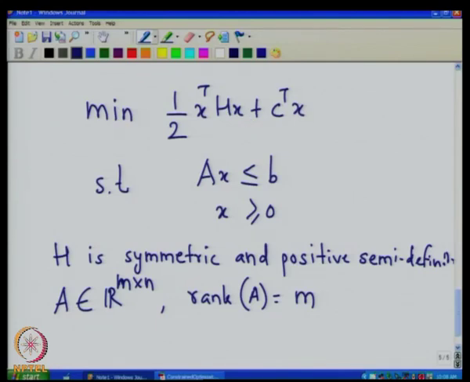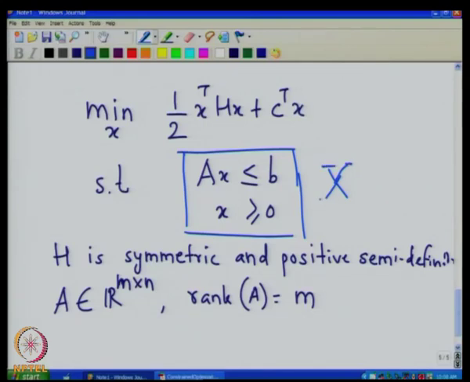Many problems in practice can be posed as problems where the objective function is quadratic and the constraints are linear in the variable. Here the variable is x and we want to solve this kind of problem. This set of constraints, Ax less than or equal to b and x greater than or equal to 0, in this case forms the constraint set, which we have called capital X. So, this is our constraint set.